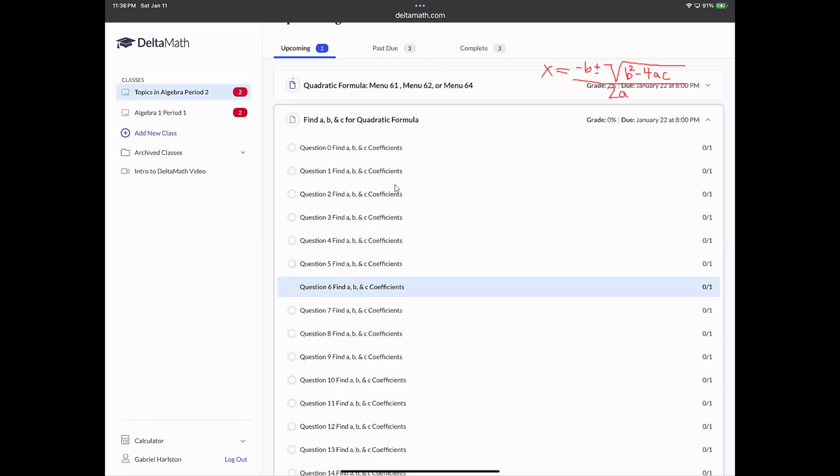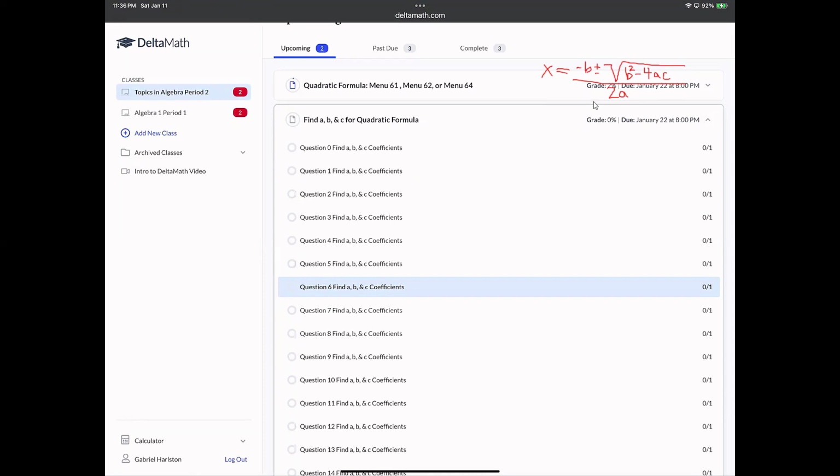I am going to do a video on how to find the A, B, and C for any quadratic equation so that you can use the quadratic formula. Over here on the right-hand side, I have the quadratic formula: negative b plus or minus the square root of b squared minus 4ac, over 2a. But in order to use this formula, you have to find the A, B, and C.